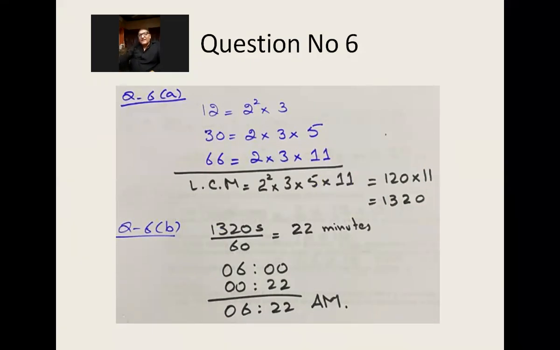So I will draw a line here, and I will draw a line here. Then I will note down the ones which are common. I will write them once and note down their largest power. And the ones which are not common are also taken in the LCM. So 2 squared will be noted, 3, and into 5 into 11. You multiply them, and the final answer will be 1320. So the LCM will be 1320.